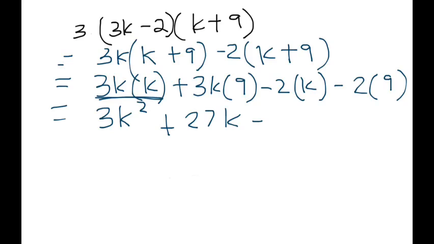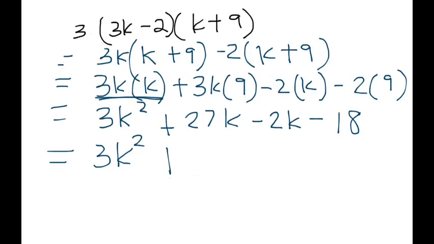Okay, let's move on. 2k, so it will just remain 2k. So 2 times k will become your 2k. And then we have your 2 times 9. So when we say 2 times 9, we get 18, minus 18. Now we can simplify it by bringing together the common products. Okay, so we have your 3k to the power of 2 plus 27k minus your 2k.